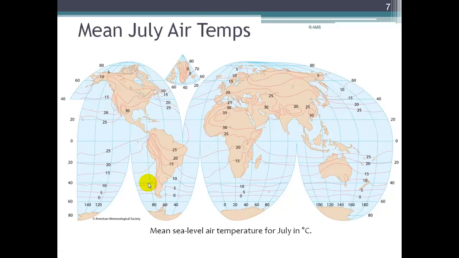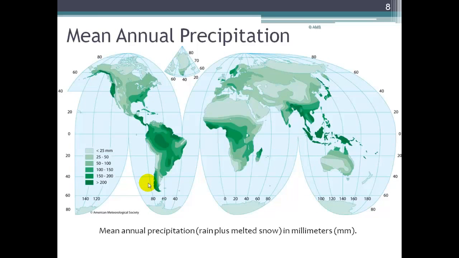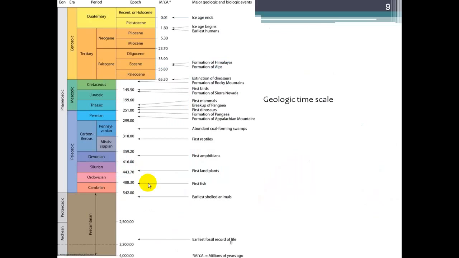Here we have mean July air temperatures. And here we have mean annual precipitation amounts in millimeters, total precipitation for the year in millimeters. So when we have a sense of these patterns, we have something to compare it to. We talk about climate normals so we can have a baseline to compare.